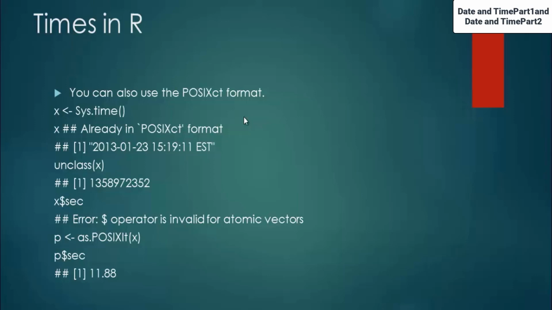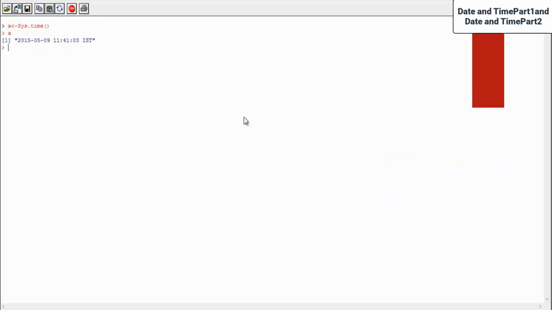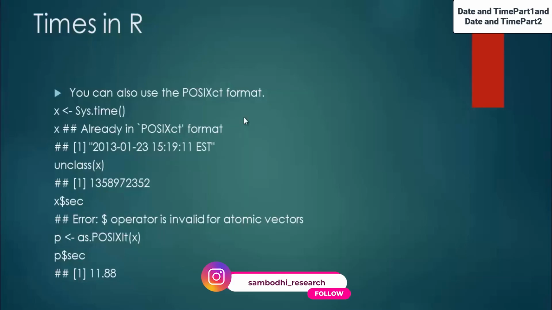Now if I use unclass of x, what happens? You get a value which is a 10-digit number, and this 10-digit number is nothing but the number of seconds since 1st January 1970, the start of the first second. This is how the data is stored inside the time class.